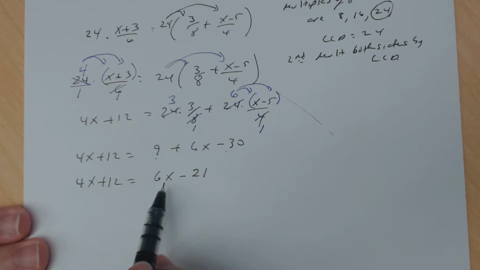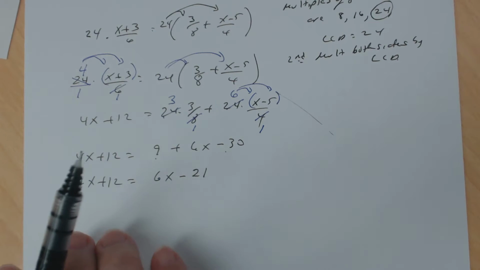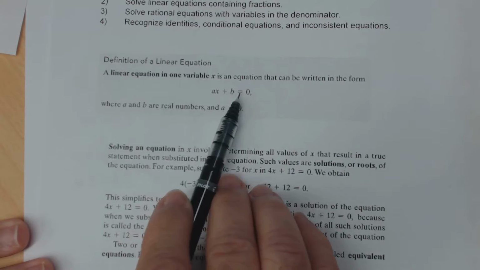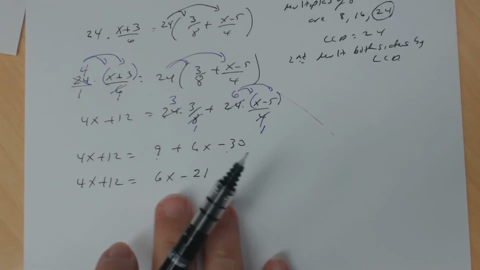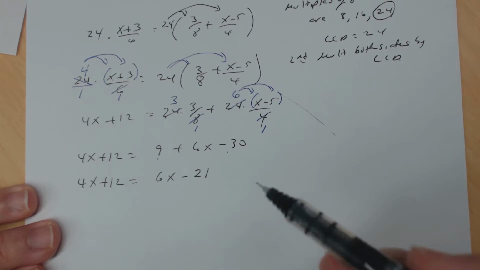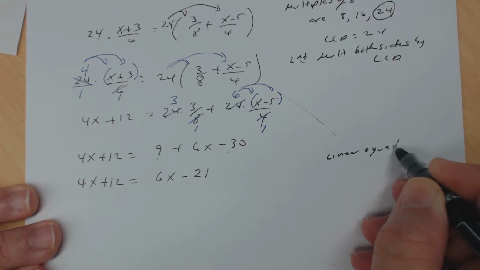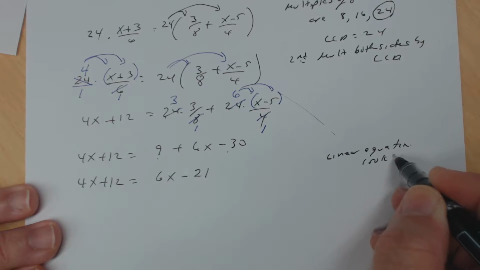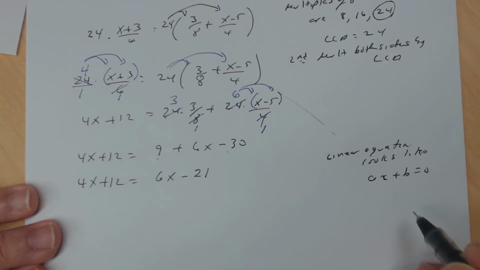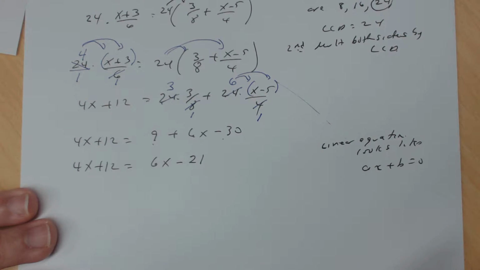All right, now, remember a linear equation, this is a linear equation. So remember, the definition of a linear equation is an equation that can be written in the form ax plus b equals 0. So at some point, I can transfer this to ax plus b equals 0. So remember, a linear equation looks like this: ax plus b equals 0, where a and b are real numbers, and a cannot be 0.